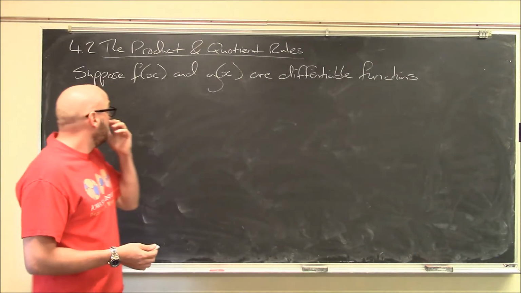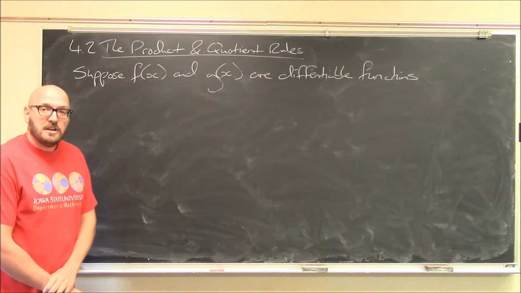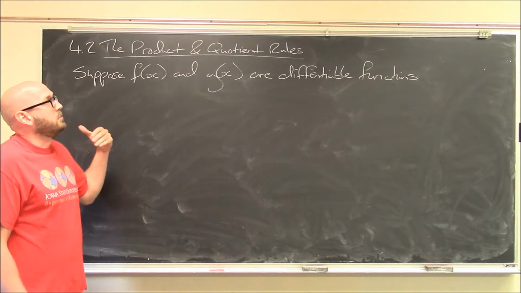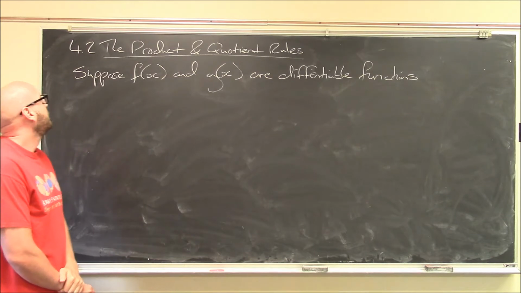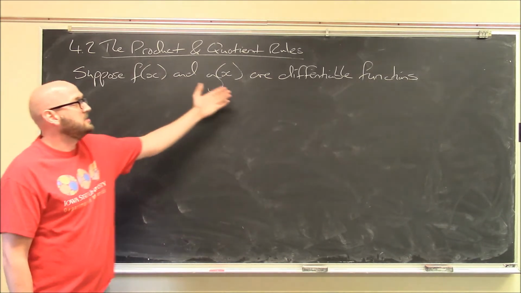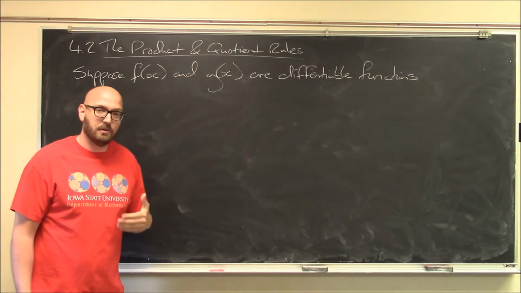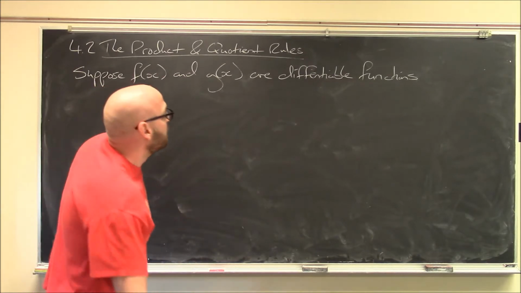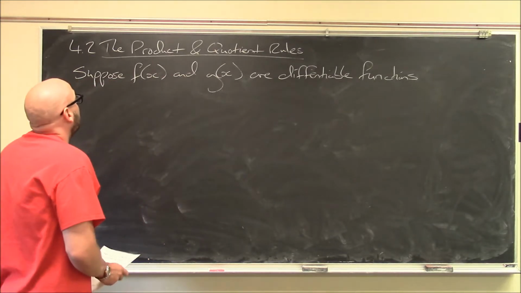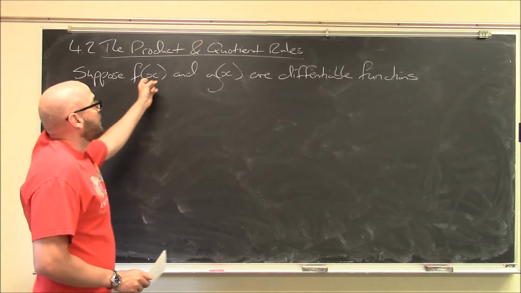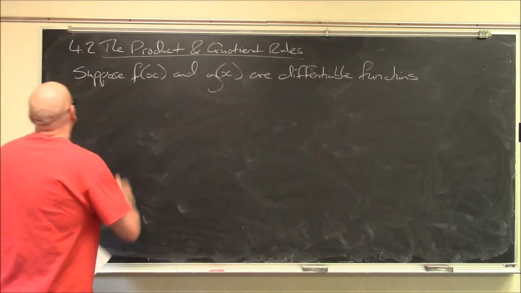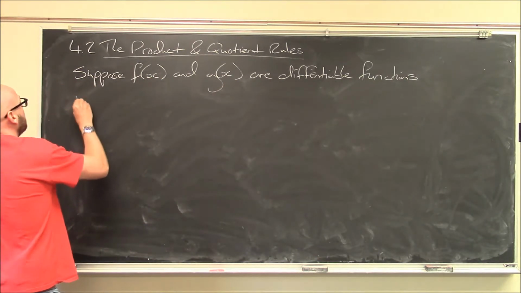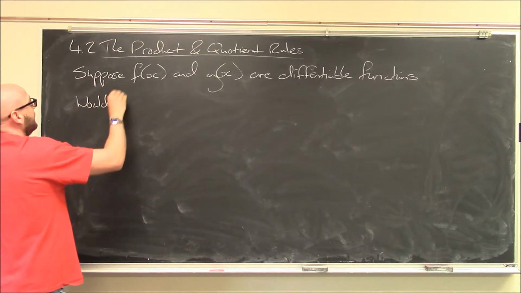So that's what we're doing today. We'll talk about differentiating products and quotients with the so-called product and quotient rules. So suppose I have two functions, f of x and g of x, and they're differentiable, meaning the derivative exists everywhere. Suppose someone says, well, let's look at the product f of x times g of x. Well, it would be really nice if this happened.